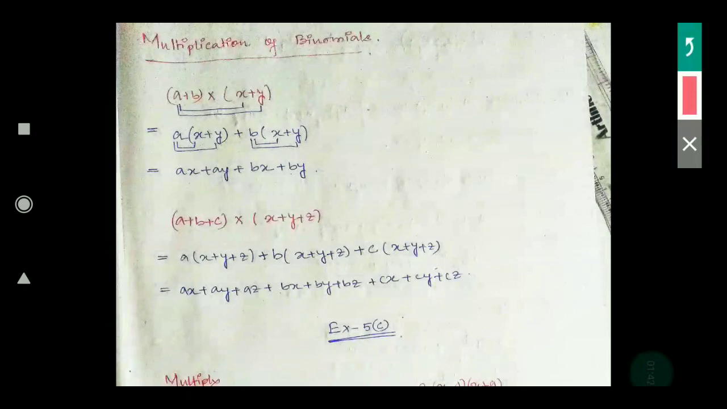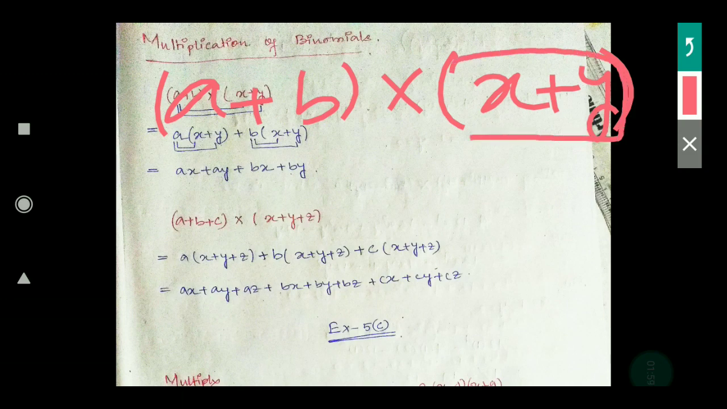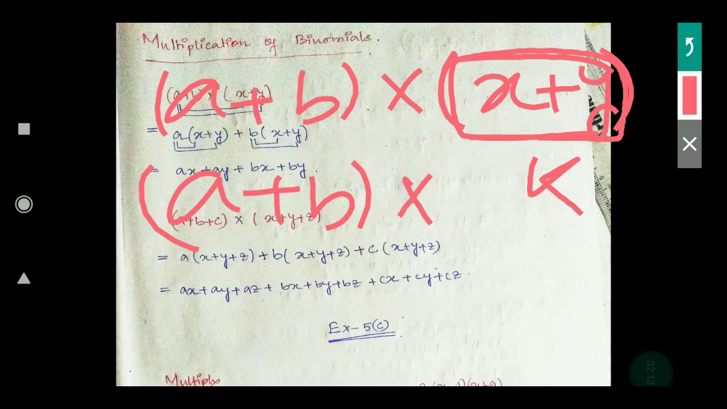Okay, now multiplication of binomials. How to do the multiplication? Suppose here it is given a plus b, which is one binomial, and this is also one binomial. How to do these types of binomial multiplication? First of all, you have to think of this one as one term. You imagine this x plus y as only one term, and suppose you consider this whole as k. So if it is given a plus b into k, what will you do?